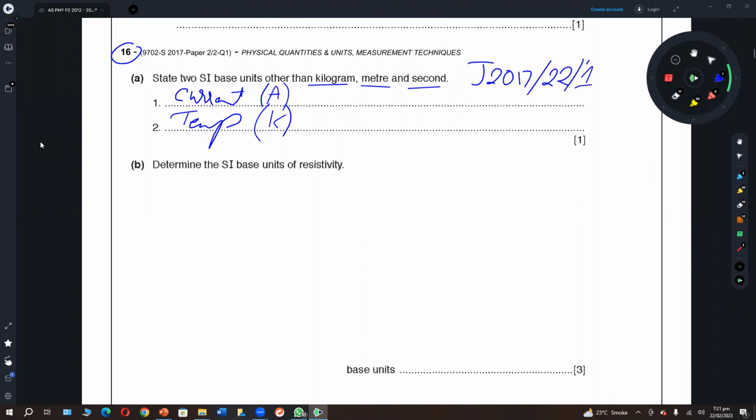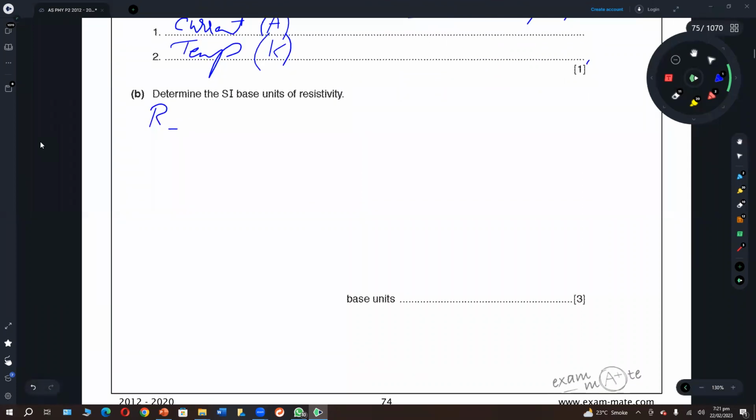Now determine the SI base units of resistivity. I write the formula for you so you can help me get the unit, because it's asking for derivation. I make resistivity the subject. This is the case. Now, what is the unit of resistance?